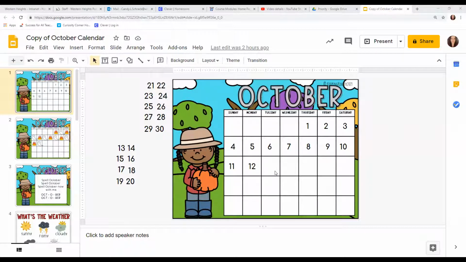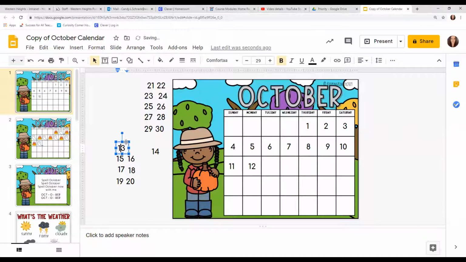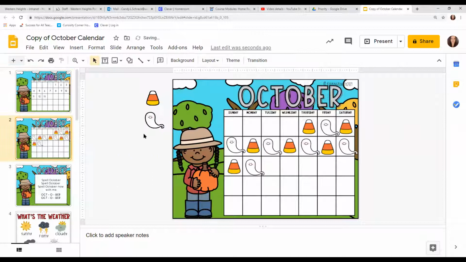1, 2, 3, 4, 5, 6, 7, 8, 9, 10, 11, 12. What comes next? 13. Whoops, I grabbed 14. 13. All right, let's do our pattern.